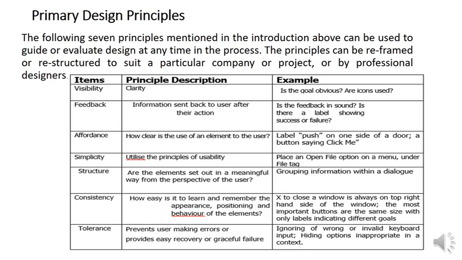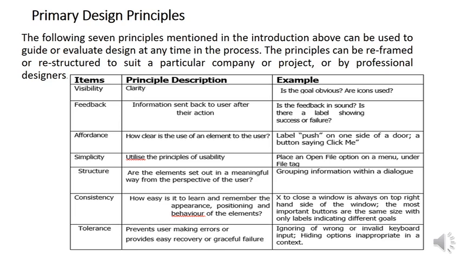Simplicity: utilize the principle of usability, for example, place an open file option on a menu under the file tag. Structure: are the elements set out in a meaningful way from the perspective of the user? For example, grouping information within a dialogue. Then consistency: how easy is it to learn and remember the appearance, positioning, and behaviors of the elements? For example, the X to close a window is always on the top right hand side of the window.